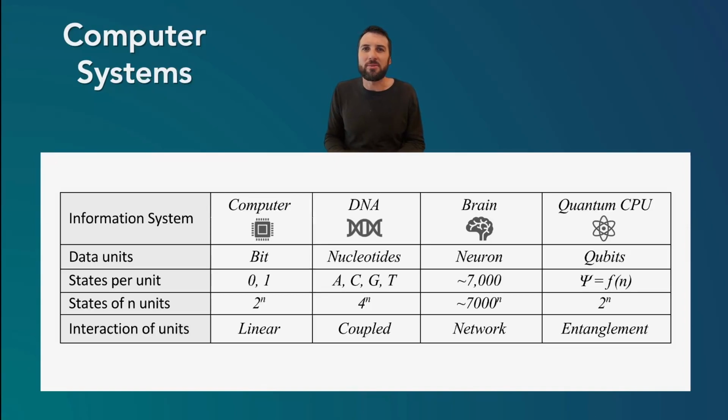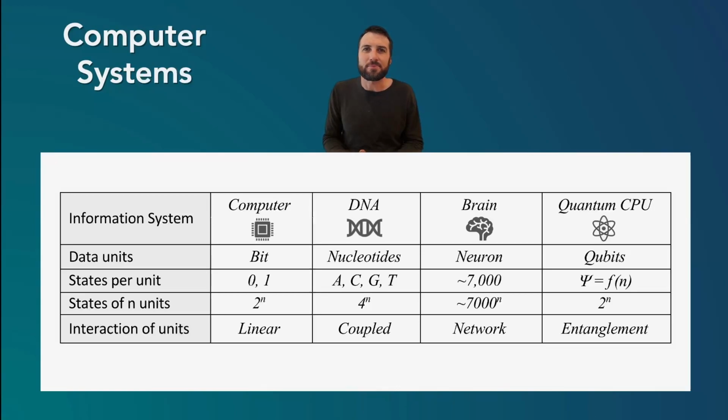So just to give a summary of some of these computational informational systems, we were looking at a normal silicon-based computer. Also want to highlight DNA. So a computer has data units that are bits, and the states per bit can be on or off. And the states of n bits goes as 2 to the n. So if you have 2 bits, that would be able to define 4 states. If you have 3 bits, you'll define 8 states, and so forth and so on.